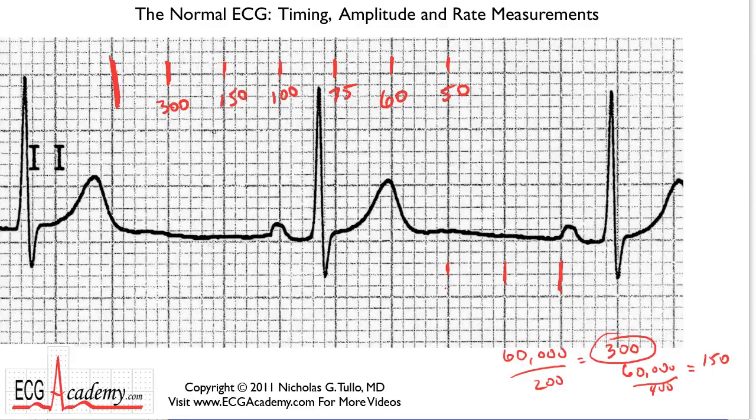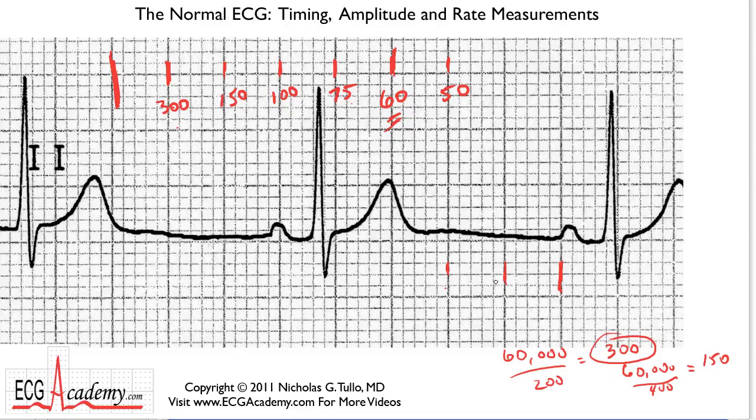If you just remember this sequence of numbers, does it make sense? Well, sure, look at that. If the beats are 5 boxes apart, 1, 2, 3, 4, 5, then it's 60 beats per minute. Well, 5 boxes is equal to 1 second, isn't it? And there are 60 seconds in a minute. So it all makes sense, if you remember 300, 150, 100, 75, 60, 50.